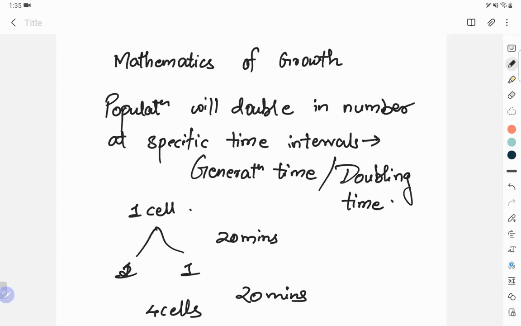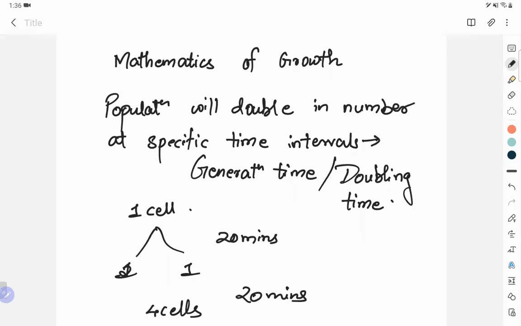Yesterday we had started our discussion about the mathematics of growth, wherein we said that given a bacterial strain, it will multiply, or double in number, at constant time intervals. We took an example that if E. coli multiplies every 20 minutes, in the first 20 minutes you will have 2 cells out of 1 cell. In the next 20 minutes, the 2 will have doubled to 4, and so on.